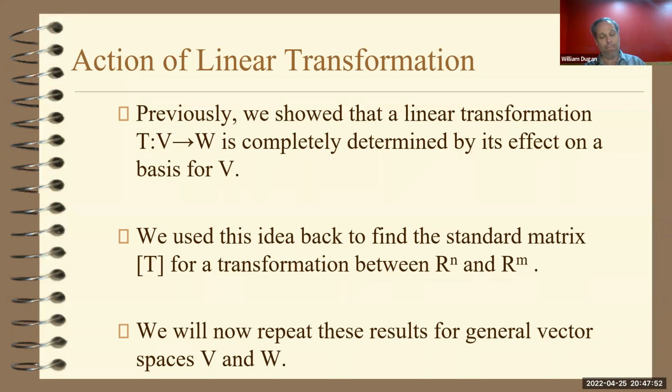So previously, I've already shown you that a linear transformation can be completely defined by its effect on a basis. We did that last time with one-to-one and onto functions. It's entirely and totally controlled by how the linear transformation acts on the basis. We use this idea in order to find the standard matrix between Rn spaces. We're just going to repeat that process. In fact, a lot of the ideas are very similar to what you saw when I first introduced to you the change of basis matrix.